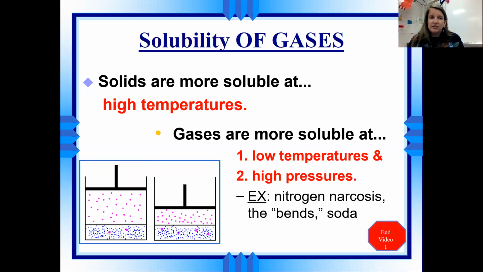The attractive forces can be stronger because those gas particles aren't moving as quickly. If we start to increase that temperature, those gas particles start to move around really quickly and they can't form attractive intermolecular forces with the solvent as easily. The other way that we can keep gases more soluble is at higher pressures.